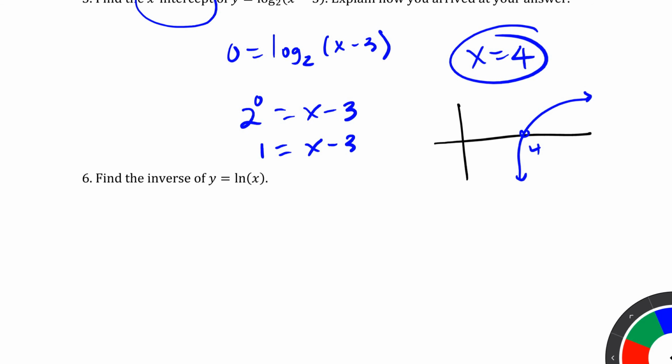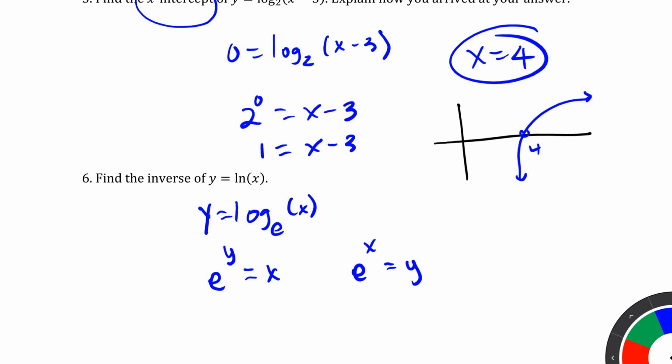Number 6 says to find the inverse of y equals ln of x. As soon as I see ln, I know that that's a log with a base of e. So if I rewrite that as an exponent, it becomes e to the y equals x. Now I want to find the inverse, so that tells me to switch the x and the y. So we're done.